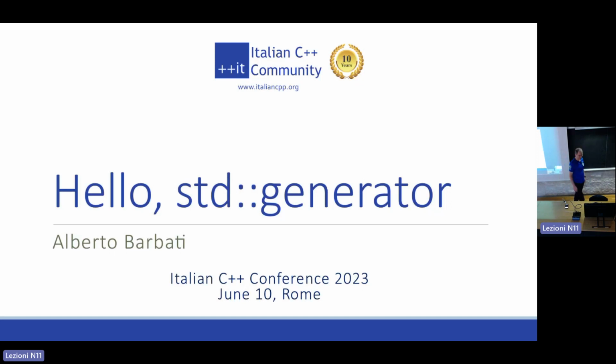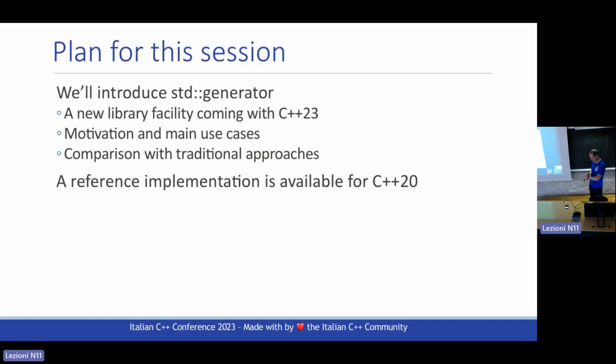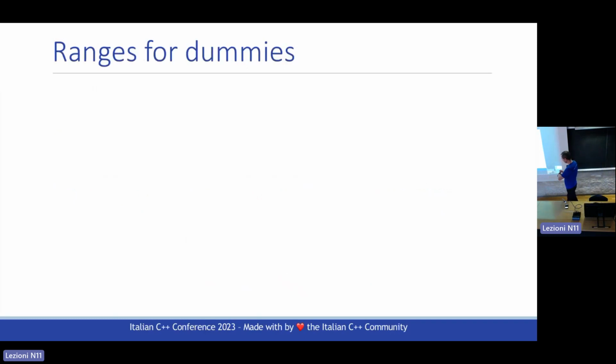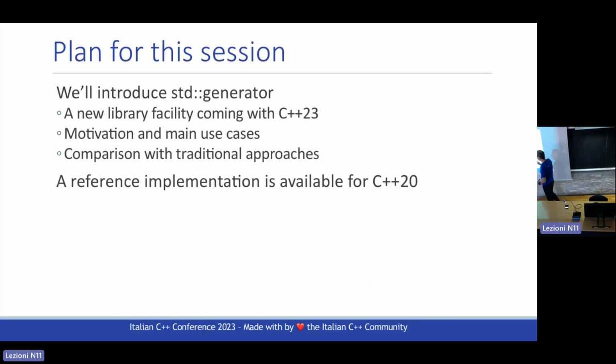People who know me know that I like to talk about something that is going to come, not something that you have right now. And also, I like coroutines, so I'm going to speak about std::generator. std::generator is a new facility that is coming with C++23 and is based on coroutines.